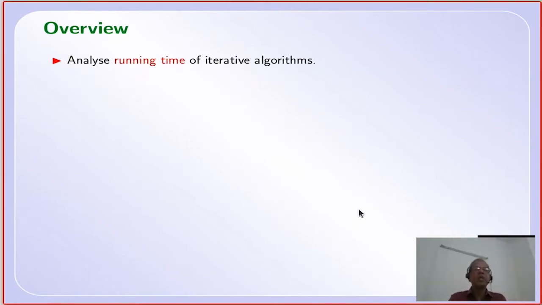In this class, we want to analyze the running time of iterative algorithms. Till now, we have analyzed the running time of recursive algorithms. We just pointed out the relationship between recursive and iterative algorithms. When the recursive algorithm is tail recursive, it is equivalent to an iterative algorithm. That's all we have seen. But you are so familiar with iterative algorithms that I think I can go straight away to present iterative algorithms and show you how we will analyze the running time.